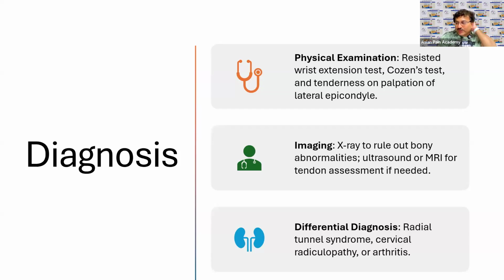Imaging: X-ray usually does not show much abnormality, except where there are bony abnormalities, so that can show. But in most cases, ultrasound and MRI are used for lateral epicondylitis. You have already seen the normal lateral epicondyle, so you can see it under ultrasound as well. But remember, in some cases, pain might be there in early phases, but there might not be any ultrasound findings. That is also possible. The differential diagnosis includes radial tunnel syndrome, cervical radiculopathy, or arthritis. So these are the common differential diagnoses that we have to remember.